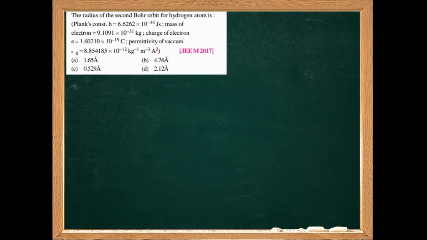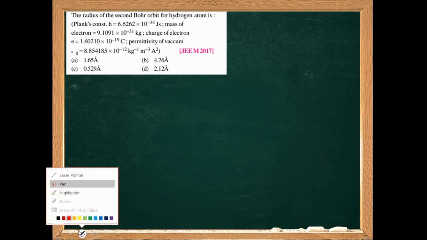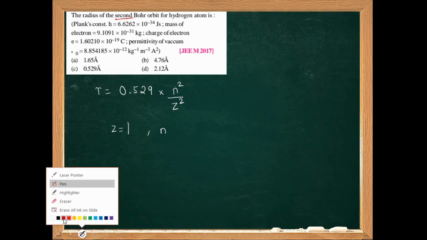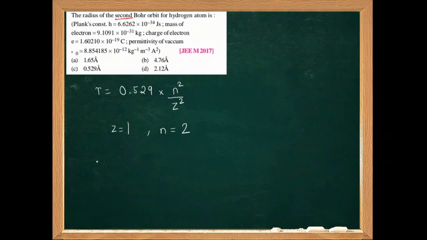In the next question, the radius of the second Bohr orbit for hydrogen atom is asked. All we have to do is apply the equation of radius. The radius is equal to 0.529 into n square upon z square. Since hydrogen atom only is asked, z will be equal to 1. For the second Bohr orbit, n value will be equal to 2.